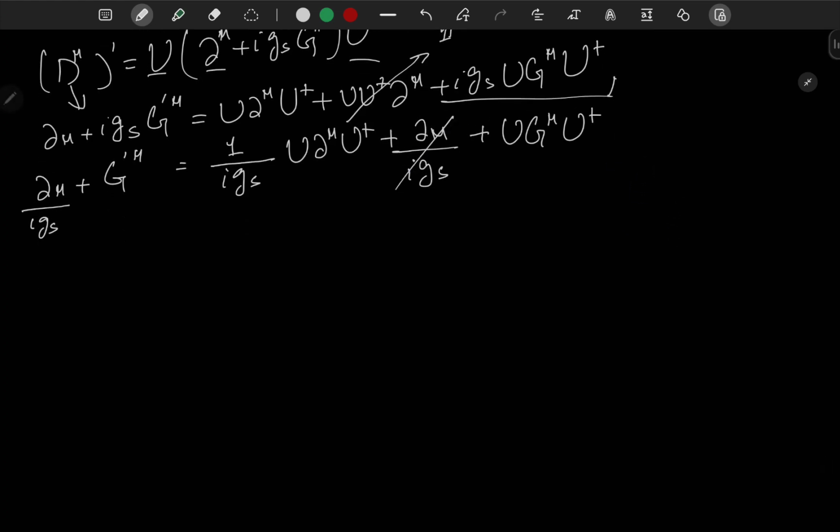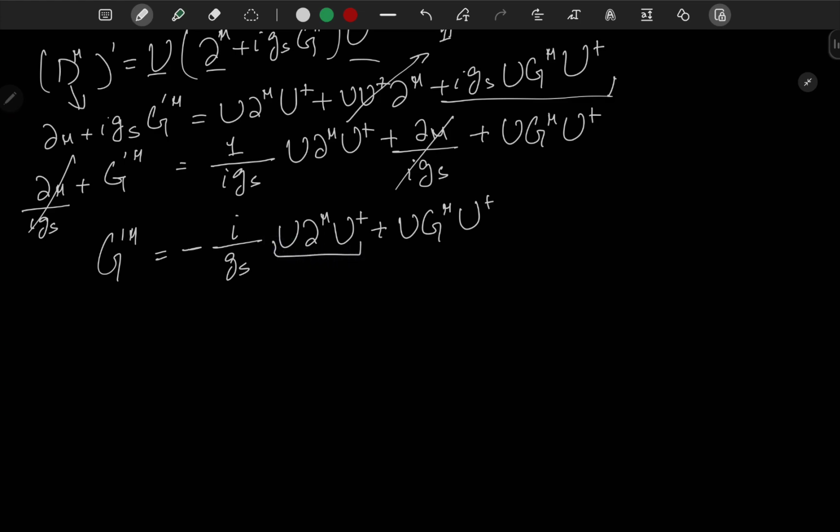Okay, so these two terms will vanish, and at the end I will have something. Okay, I'm going to do a little manipulation here, multiplying by iota and dividing by iota. So I will get a minus iota divided by gs u d mu u dagger plus u g mu u dagger.